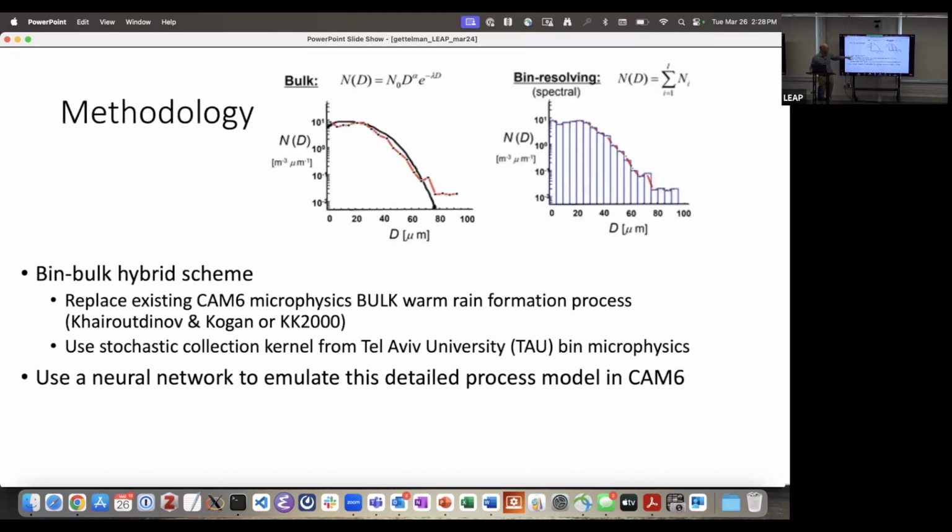So we're going to turn the existing microphysics, what's now called the PUMA scheme, it was MG, but it's more than just Hugh Morrison and I, so we decided to change the name. And we replaced the existing bulk warm rain formulation, which is just those two equations of autoconversion and accretion and another one for self-collection, with a stochastic collection kernel and a set of bins from the Tel Aviv University bin microphysics model. So we break it up into individual bins. We have clouds and rain. We run the calculation of what the stochastic collection would evolve over a time step.